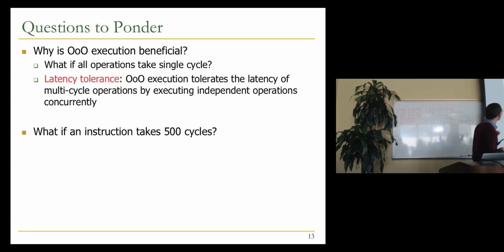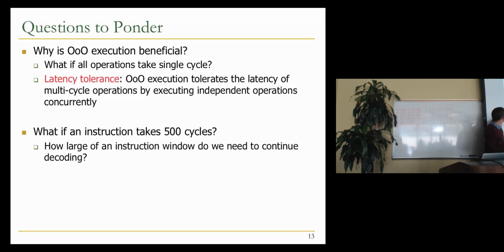Okay? Well, the next question is, what if an instruction takes many, many cycles, 500 cycles? How large of an instruction window do you need to continue decoding? And this is where you really need a large instruction window. So let's do this calculation. It's actually very simple. It takes 500 cycles for an instruction to finish. And let's say you're fetching 4 instructions per cycle. You're decoding 4 instructions per cycle. You really need a 2,000-entry instruction window, right? If you don't want to stall at all, if you want to keep decoding, yes.